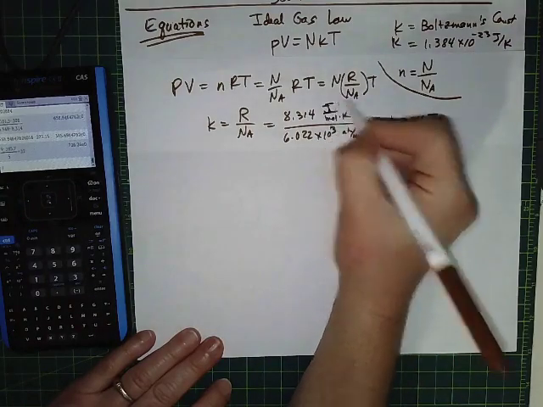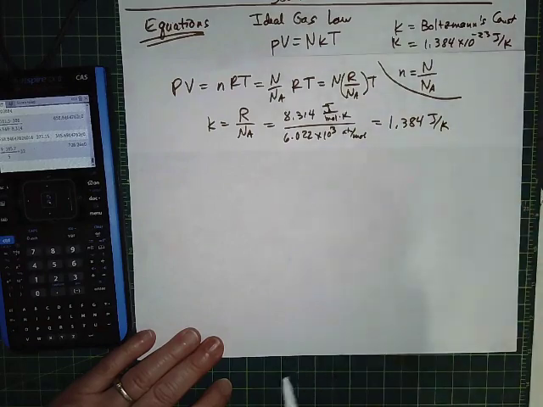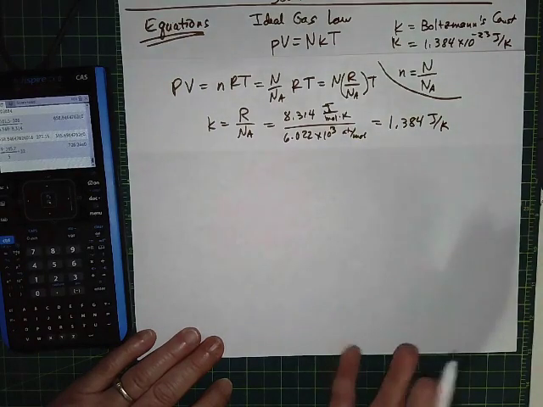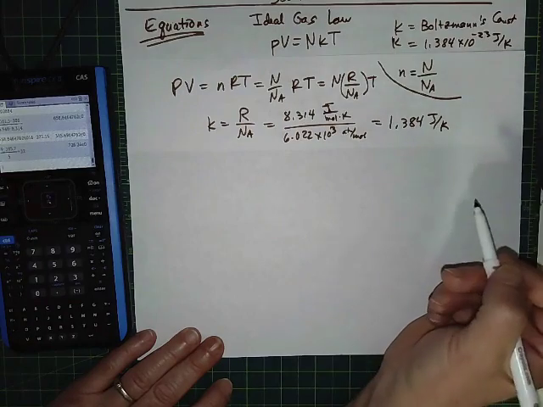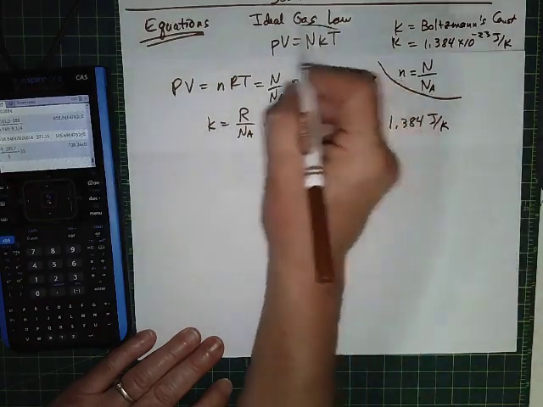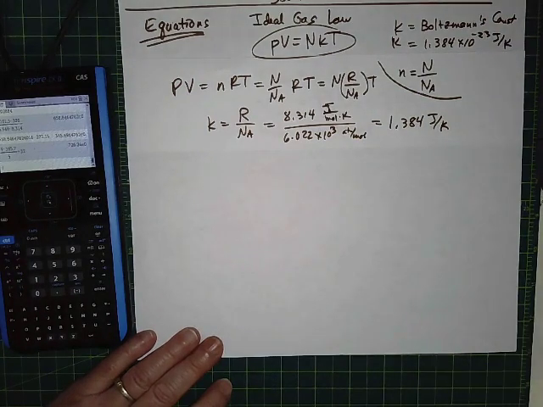Avogadro's number is really just a number, so the atoms is just to help you remember what we're talking about, number of what, but it's the number of atoms. All right, so that's where the Boltzmann constant comes from, and that's where this new arrangement of the ideal gas law comes from.